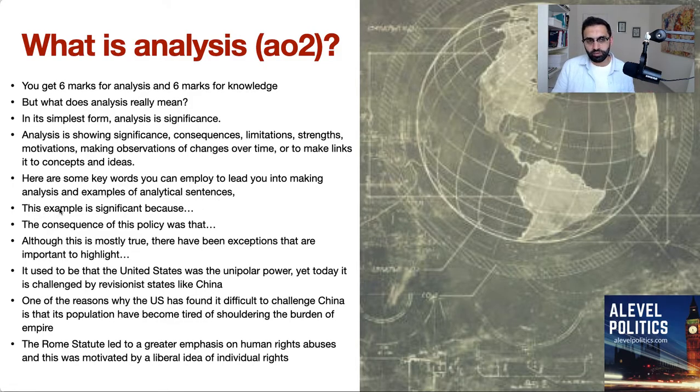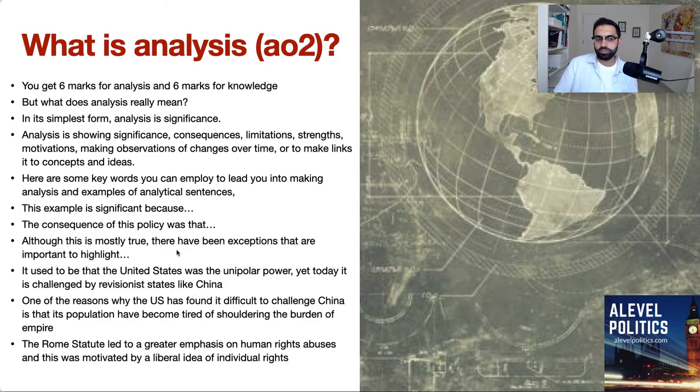On the next slide, I've got examples, but let's go through the key phrases. This example is significant because, simple form of analysis, very effective. The consequence of this policy was, the consequence of the trade war with China was that there was a delinking, a decoupling, economic decoupling between China and America. The consequence of this policy was that.